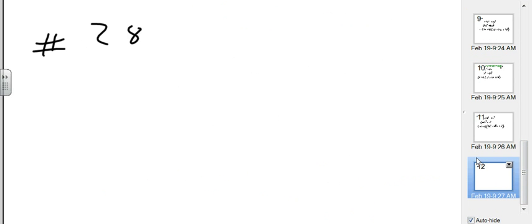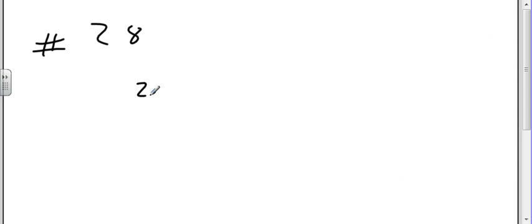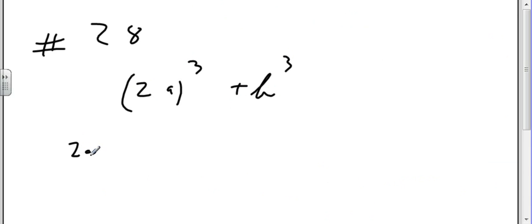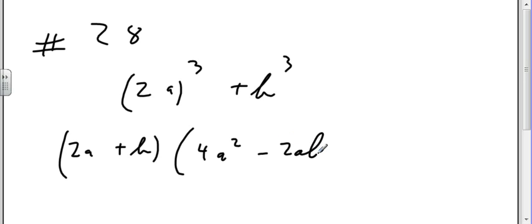Okay, so now I'm doing 28. I see 28 as (2a) cubed plus b cubed. So I write down my answer, 2a plus b times 4a squared minus 2ab plus b squared, and I'm done. And we'll do 30 next.